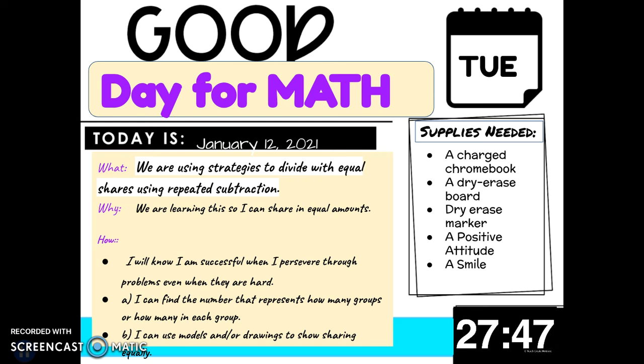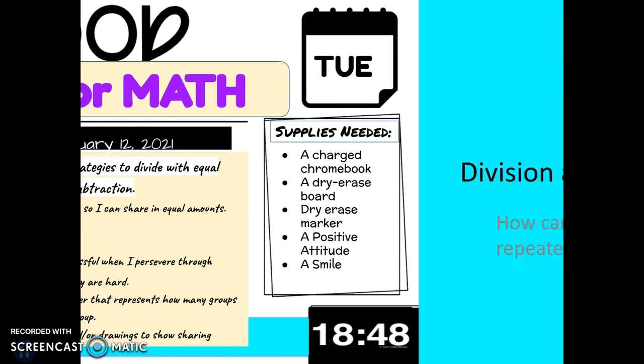We're learning this so that we can share equal amounts. You do this quite often. You just didn't really understand that it was division until now. So that's awesome that you've already experienced this by sharing with your friends, with your siblings, with your neighbors, with your family. So we can do division using models that help us. And today we're going to use the strategy of repeated subtraction.